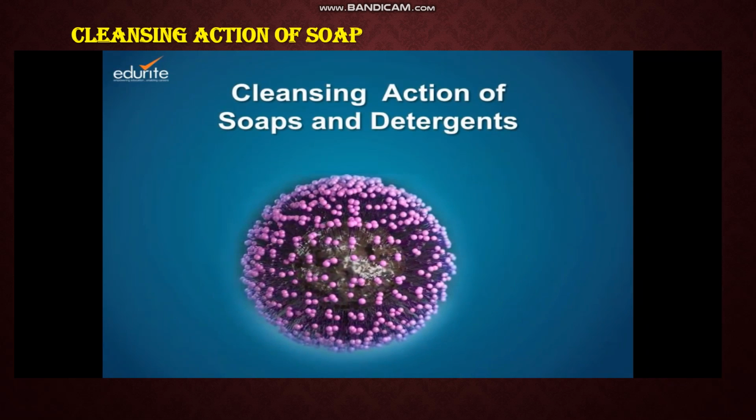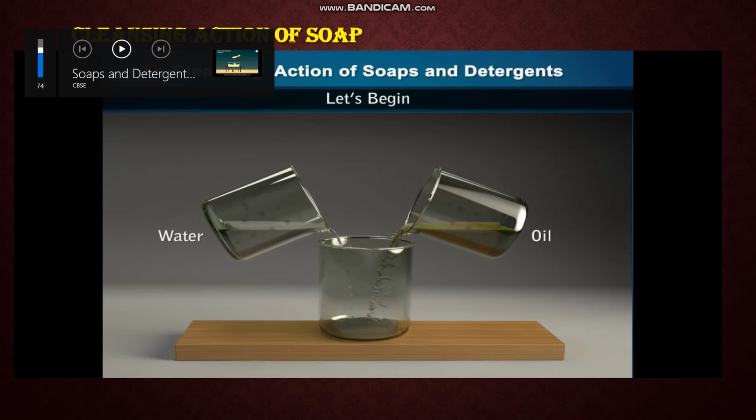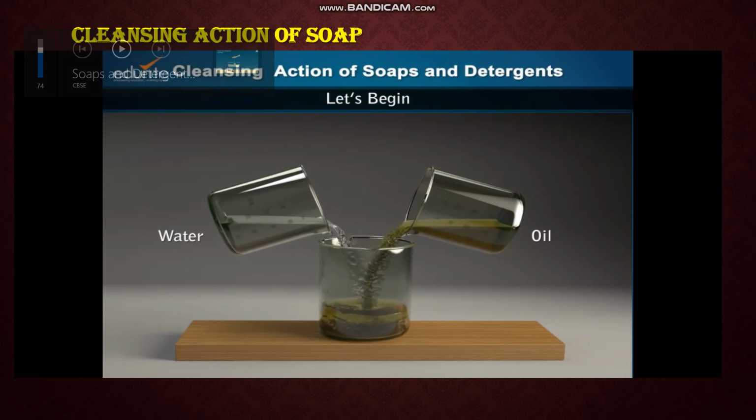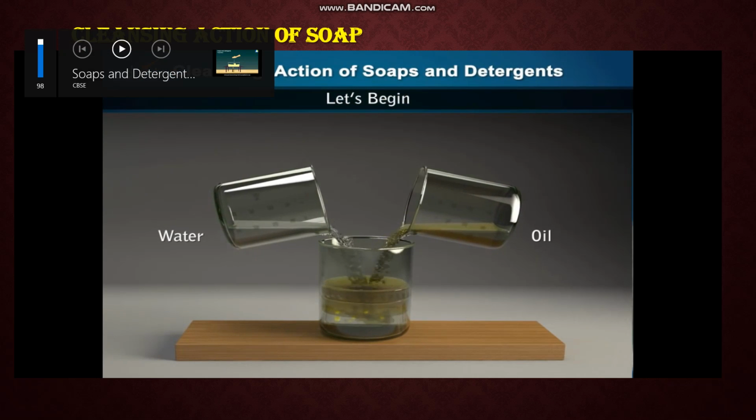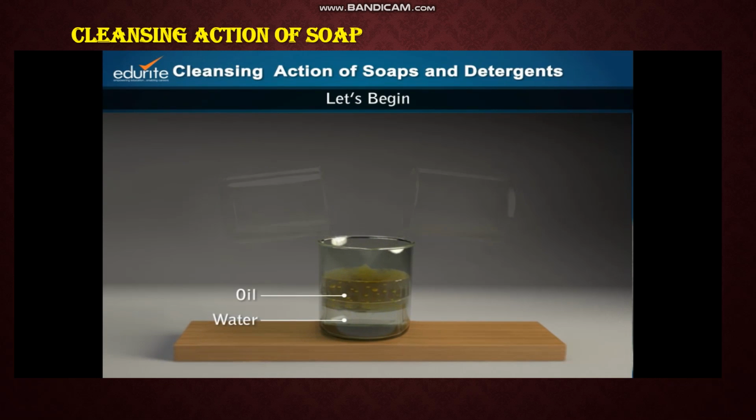Cleansing action of soaps and detergents. Have you ever tried mixing oil and water? Oil and water are immiscible liquids. If oil and water are mixed together, oil separates and forms a layer of its own. Oil floats on water as it is less dense than water.